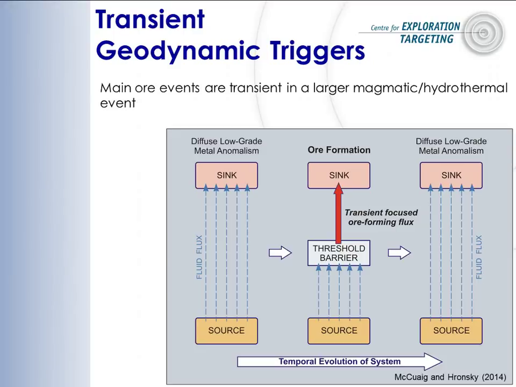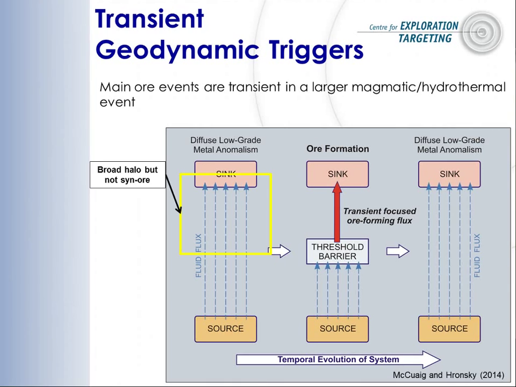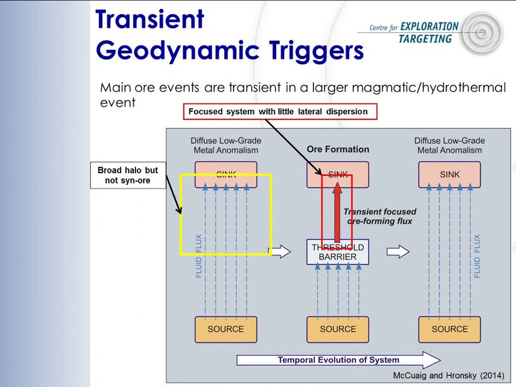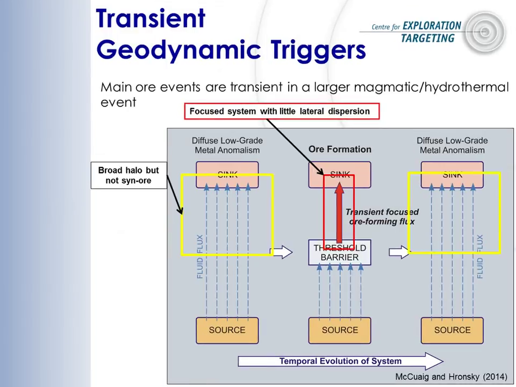Okay. So this schematically shows on the left, you've got a source, you've got the fluid going through to the sink, you're getting alteration, you're getting metal anomalism, you may even get some instances of mineralization, but you're not forming high quality ore. Then a moment happens in the history of that, the system self-organizes, and you get high quality ore formation for a very, very brief moment of time. And then you destroy those conditions and you go back to the broad metal anomalism.